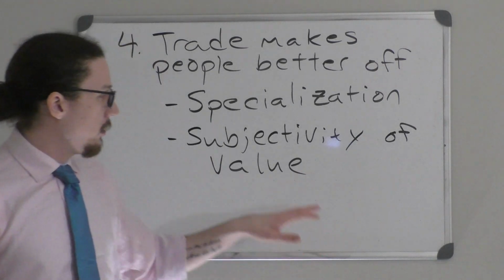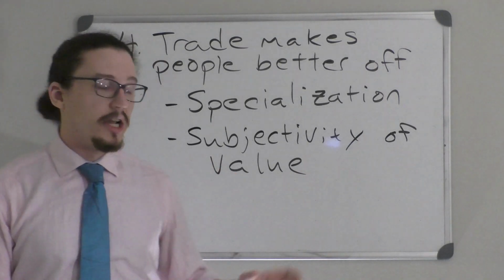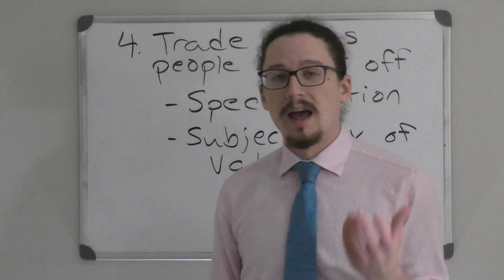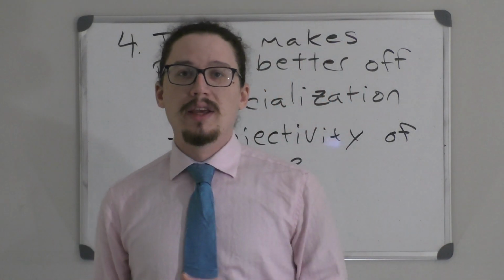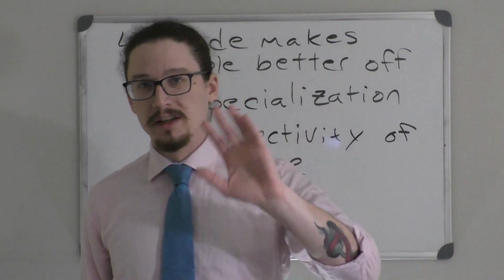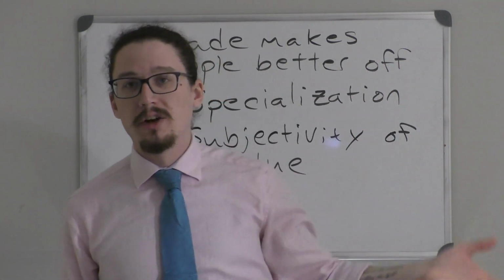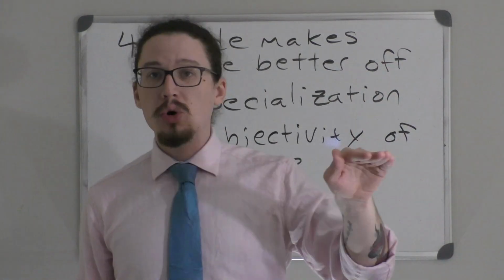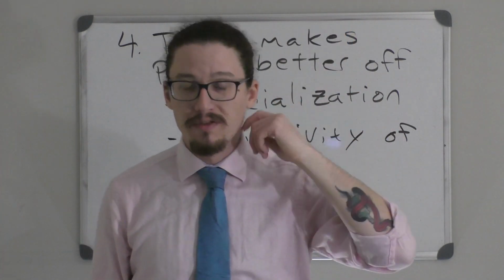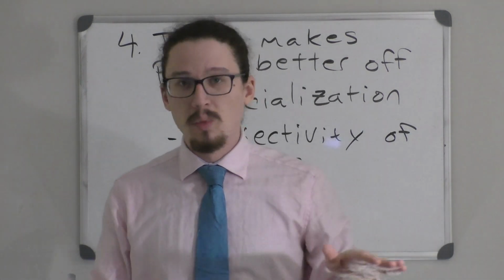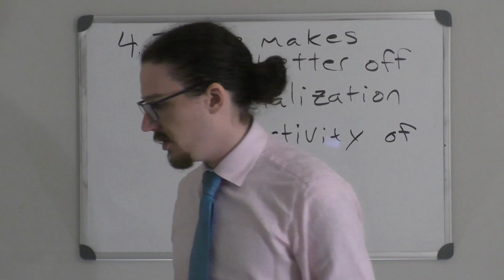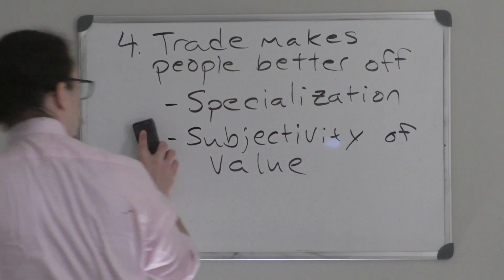Another way that trade makes people better off is something we've already touched on: the subjectivity of value. Because people value things at different levels, even if no new goods are being produced, and I mean that in terms of no new types of products, but also no additional units of the good, if we just have what we have, we can still see benefits from trade because value is subjective.